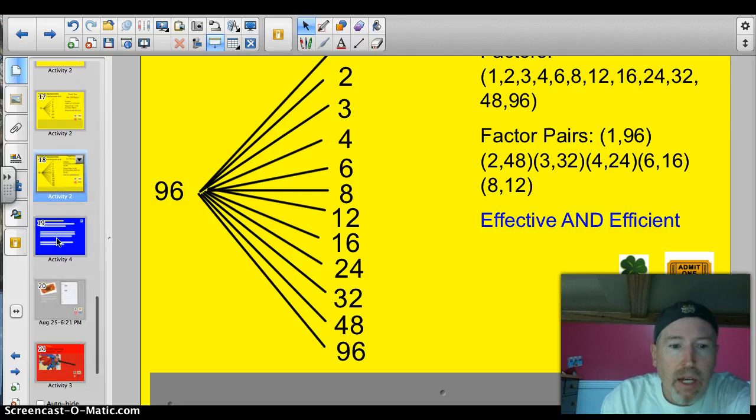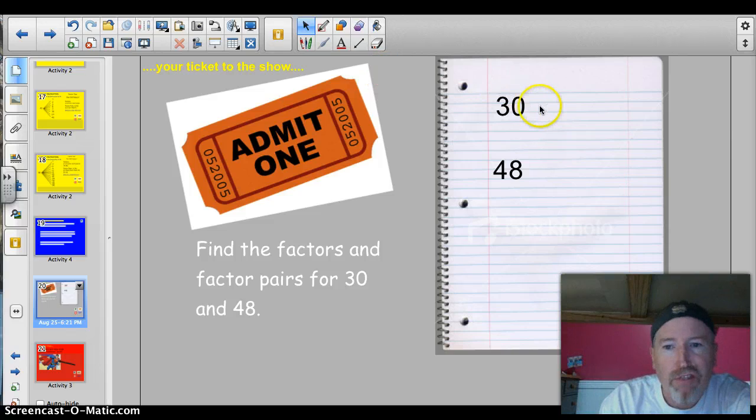All right. I think you're ready for the ticket to the show. I'd like you to find the factors and the factor pairs for number 30 and number 48. Bring that to school tomorrow, and that will be your ticket into the show. All right, let's get to our just for fun. Oops, I'll pause so you can write those numbers down.